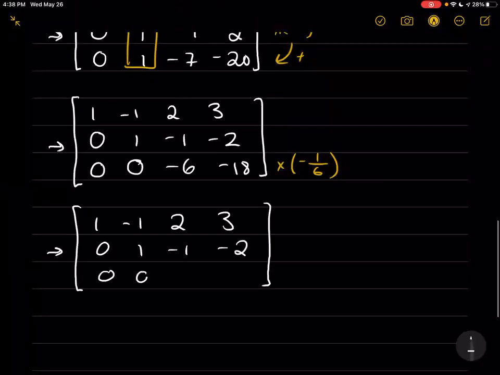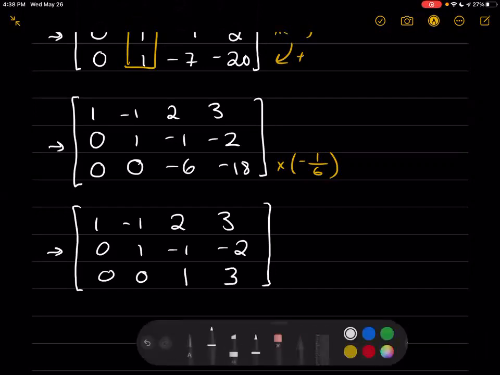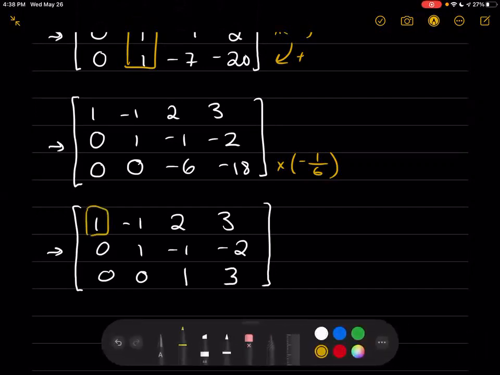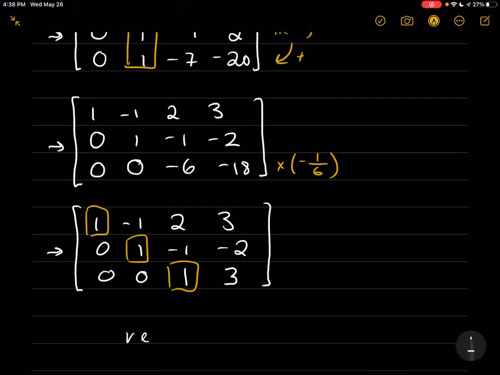We get 0, 0, right? 0 times whatever is still 0. -6 times -1/6, that's going to be +1. And then if we divide -18 by -6, I think we get +3. And hey, look at that. This is indeed in row echelon form because we've got a 1, a 1, and a 1. So we've got leading 1s, and we've got zeros below them, and they are in that cascade pattern. So this is row echelon form.